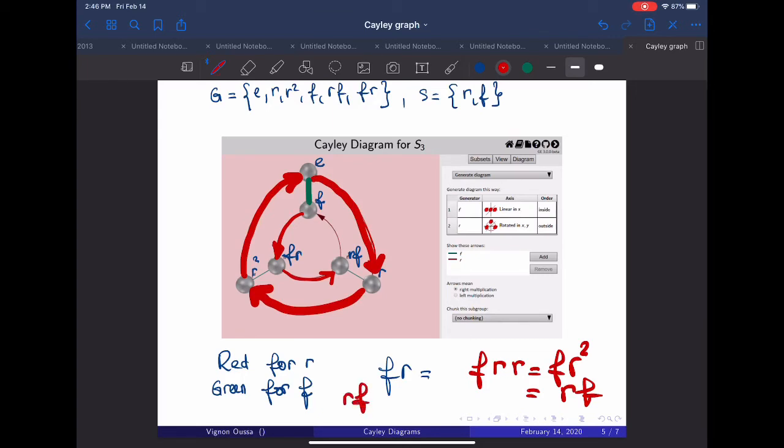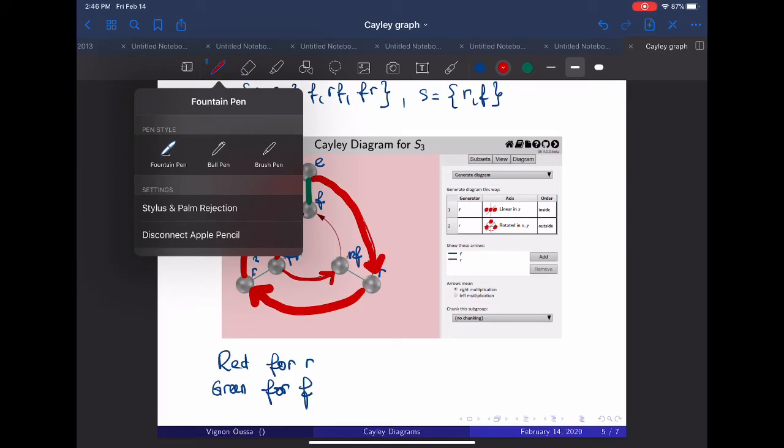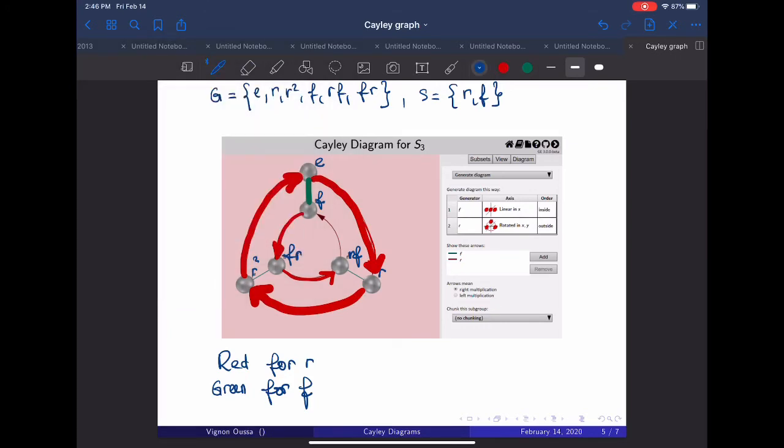Okay, and if we take RF times R, this will give us, just to make some space here, let me erase some things. So if I consider RF times R, this will be R square F, but R square is R cube F, but R cube is E, so we get EF, which is F. So when we multiply by this, we get F.